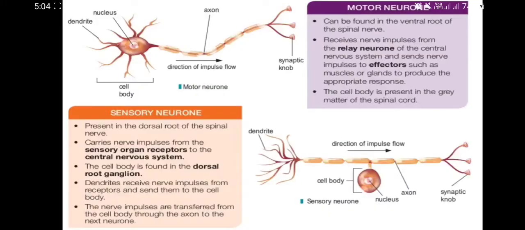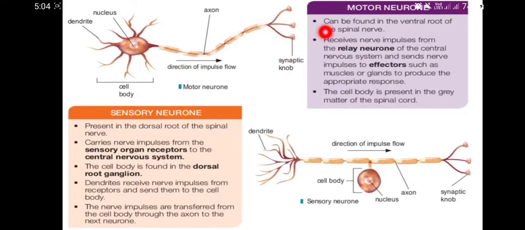So we have three types of neurons. We have motor neuron, sensory neuron, and also relay neuron. For the motor neuron, this is the motor neuron. This is the dendrite, this is the cell body, with the nucleus here. This is the direction of impulse flow, and this is the axon. The axon is covered by the myelin sheath. Here is the synaptic knob.